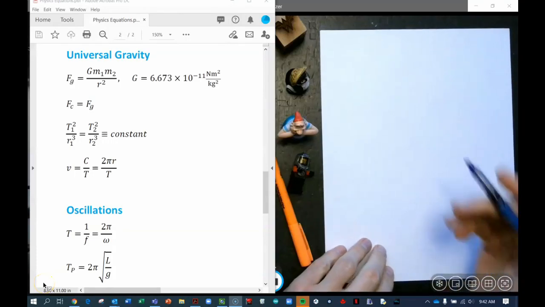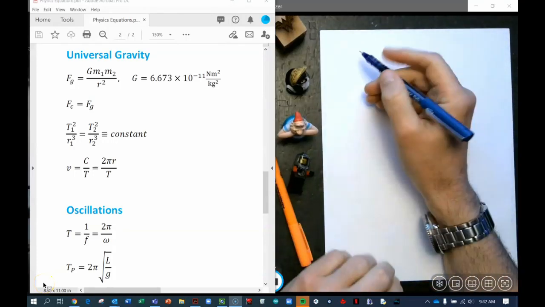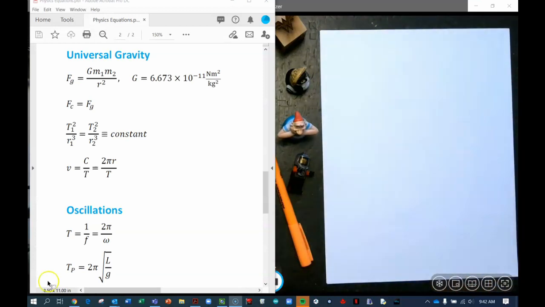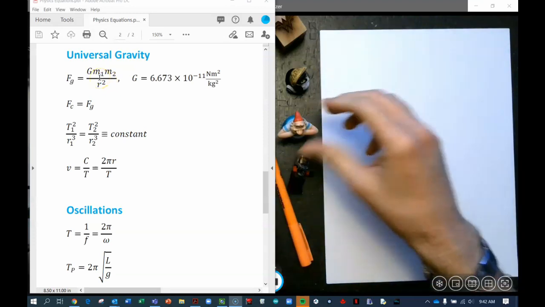So what I want to do now is let's discuss what happens if you have more than two masses. The universal law of gravity tells you what the force of gravity is between two masses. So what if you have three, for example?